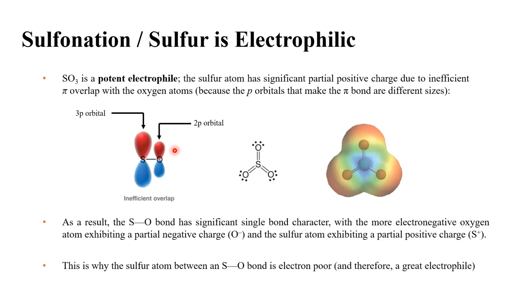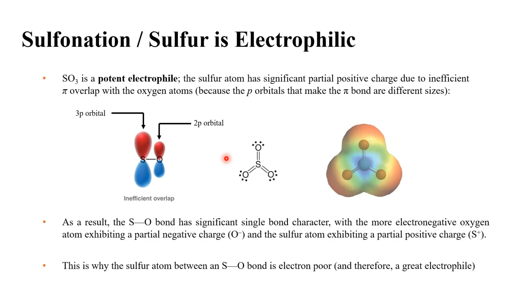Why are they different sizes? Because an oxygen exists on the second row of the periodic table, so there's a 2p orbital, and a sulfur atom is in the third row of the periodic table. It contains 3p orbitals, okay? So a 3p orbital is larger than a 2p orbital. They have different sizes, so the overlap between the orbitals is not that great, right? One's larger than the other. And because of that, the SO bond is actually more single bond character than it is double bond character.